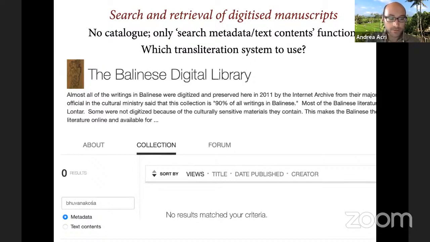And so if you look at the below on the left, you can see that the search field contains the word Bhuvana Kosha, which is the name of a text I'm working on at the moment. And I transliterated it using the international IAST system for the transliteration of Sanskrit. And there is no match given, so I cannot find this text in the collection.